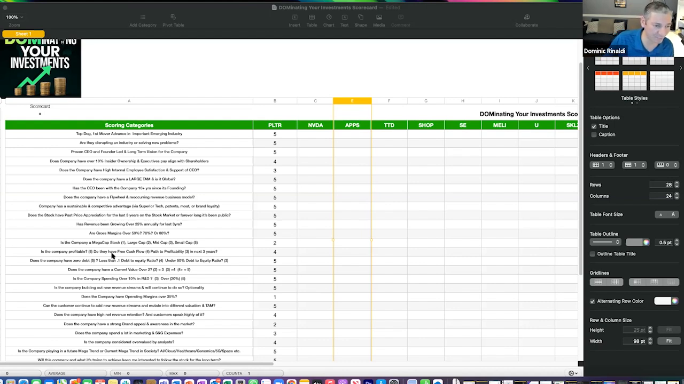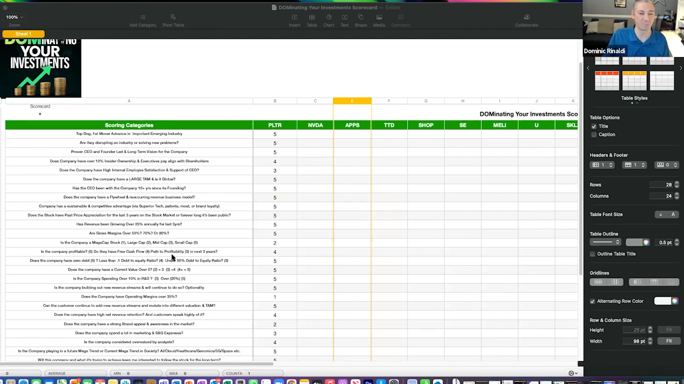Is the company profitable? Do they have free cash flow, path to profitability, or in the next 3 years? So you can see giving points 5, 4, 3, 2, 1 here. I gave them a 4 because they do have free cash flow and they're growing that and doubling that, but they're not profitable, but they do have a path to profitability.